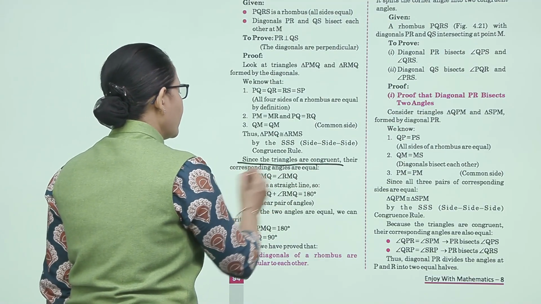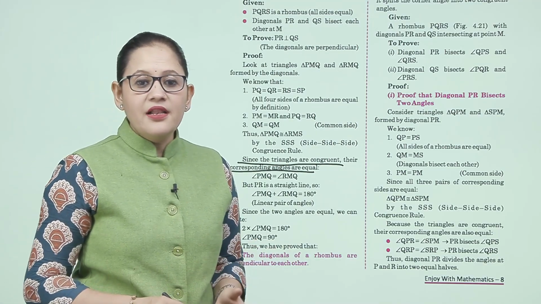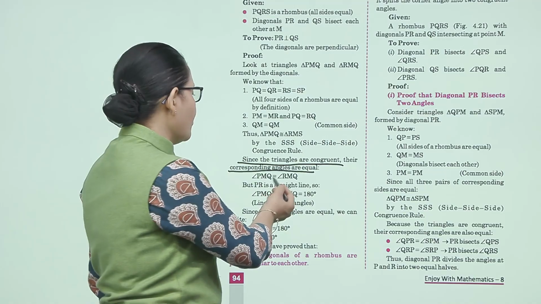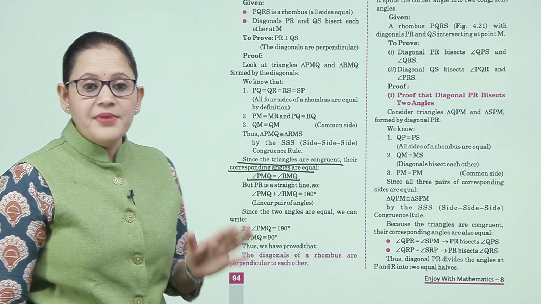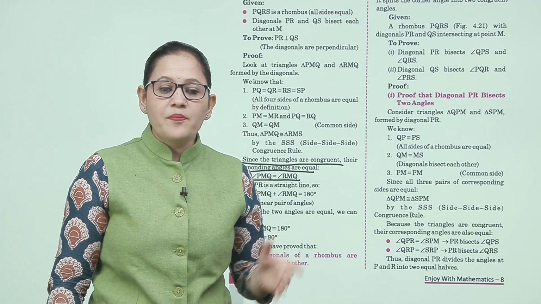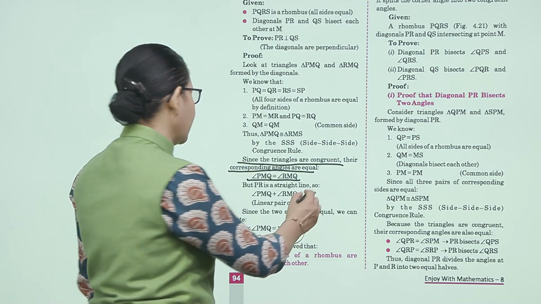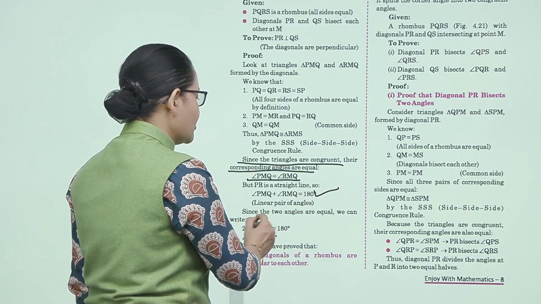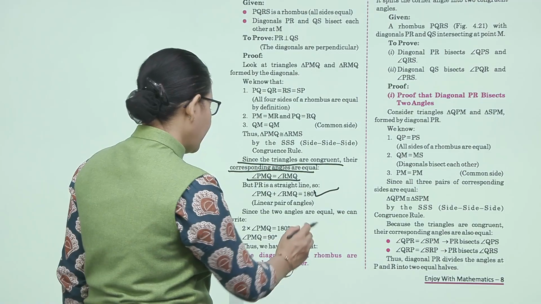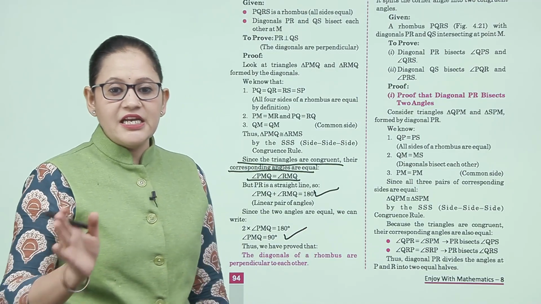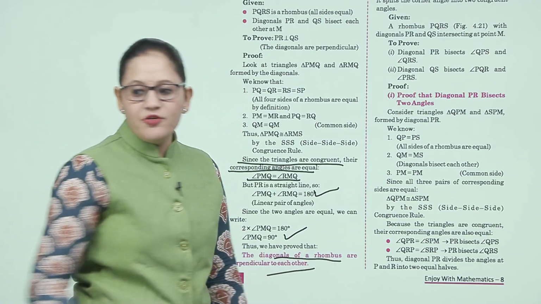Since the triangles are congruent, their corresponding angles are equal. That means angle PMQ and RMQ are equal. But PR is a straight line, so PMQ plus RMQ total is 180 degrees. Linear pair of angles: since the two angles are equal, each angle will be 90 degrees. Thus, we have proved that the diagonals of the rhombus are perpendicular to each other. That we have proved here.